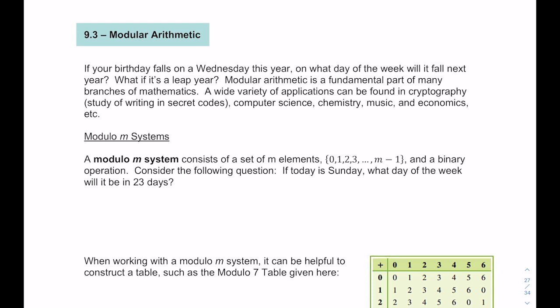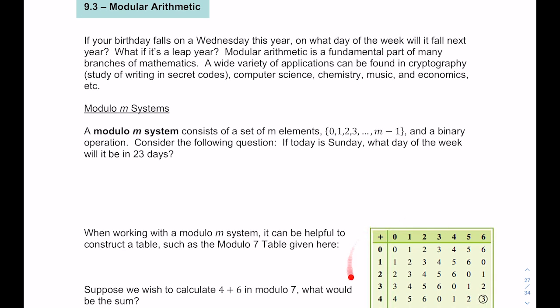When we're talking about modular arithmetic, or what we call a modulo M system, it consists of a set of M elements, 0 all the way up to M minus 1. So if we're looking at, say, a modulo 7 system, it would consist of the numbers 0 through 6. You might remember this from when we were looking at different bases back in chapter 4. So some of this will be familiar to you, especially when you're looking at the table. The system contains those elements and a binary operation.